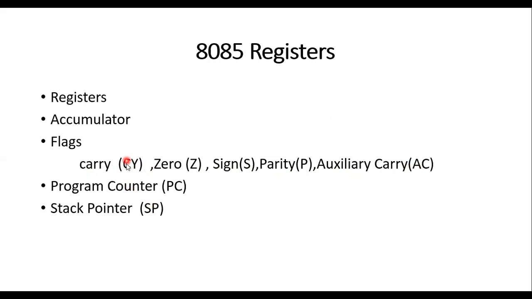Suppose if we add two registers, and we get a carry, this carry flag is set to 1. Like that, if the result is 0, then the zero flag is set to 1. Then the sign flag is set to 1 if it is negative, otherwise 0. Then parity, if the number of ones is an even number, then it is set to even parity 1, otherwise odd parity. Auxiliary carry is normally used for BCD additions.